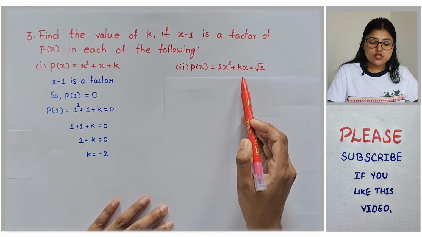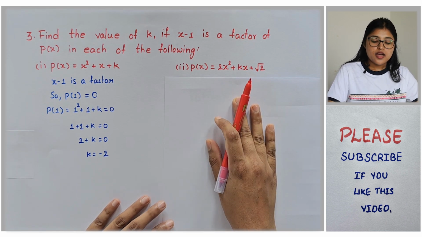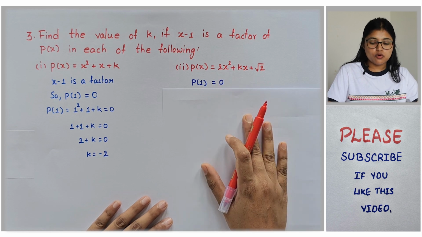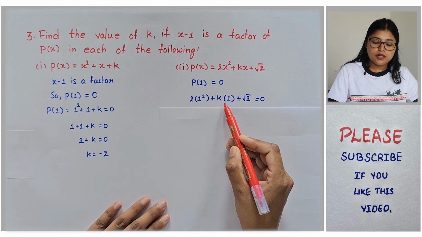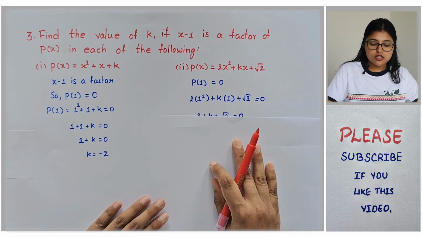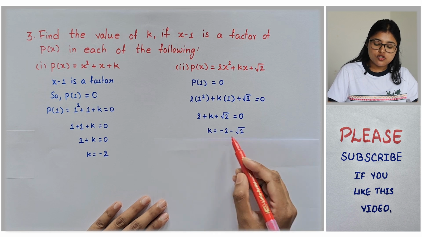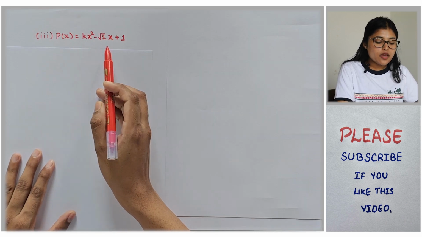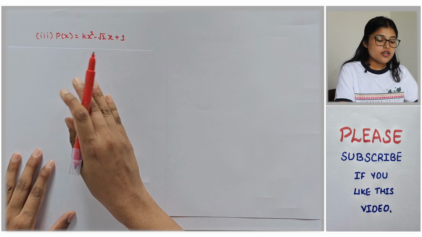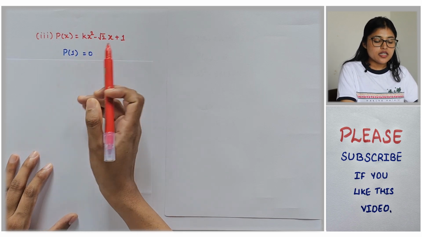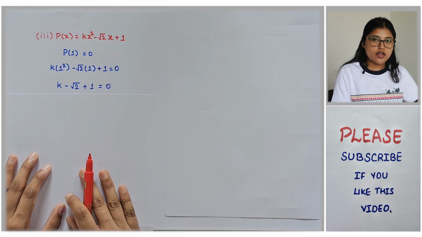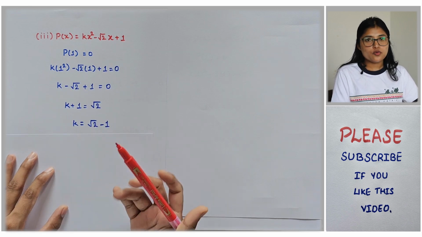Second one is 2x square plus kx plus root 2. Again, substituting 1 in the place of x should give me 0. Now 2 into 1 square plus k into 1 plus root 2 should be 0. This gives me k equals to minus 2 minus root 2. P of x equals to kx square minus square root 2x plus 1. Substituting x as 1 and equating it to 0 gives me k minus root 2 plus 1 equals to 0. So k will be root 2 minus 1.